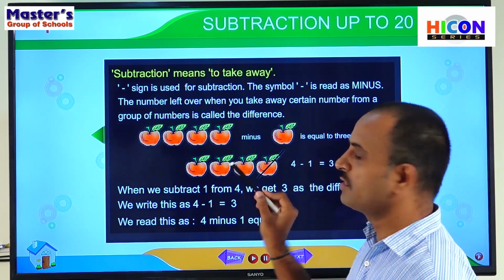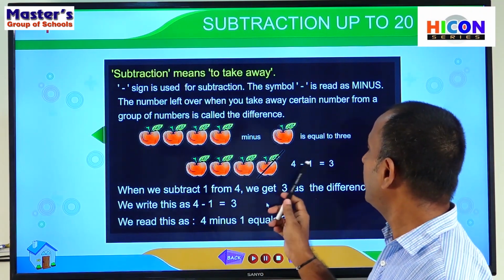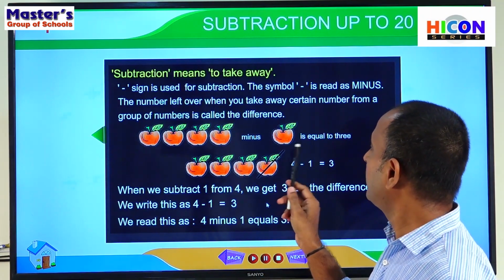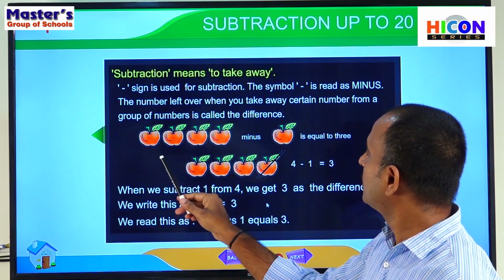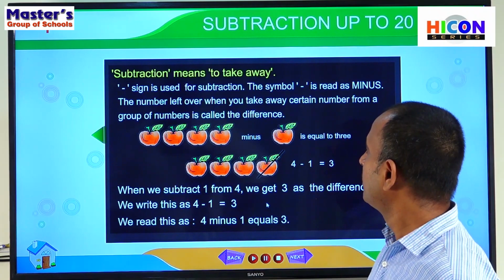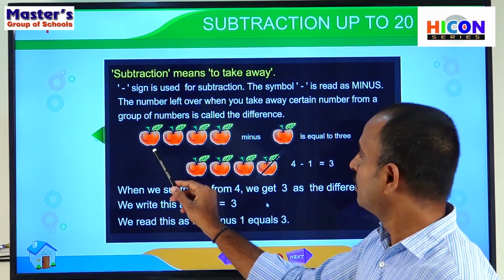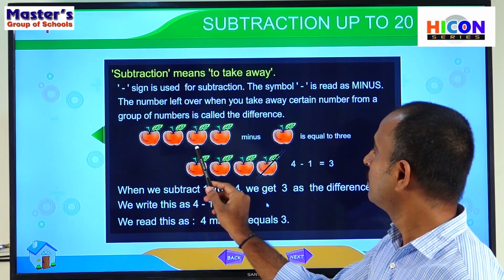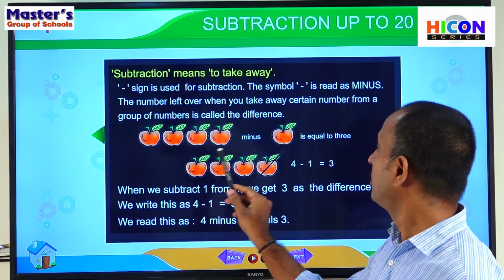So let us see an example of how to take away and how we can subtract a given number from a number. Look at an example here. In the picture you are observing some apples. So children, how many apples are there here? Let us count 1, 2, 3, 4. So there are 4 apples given.